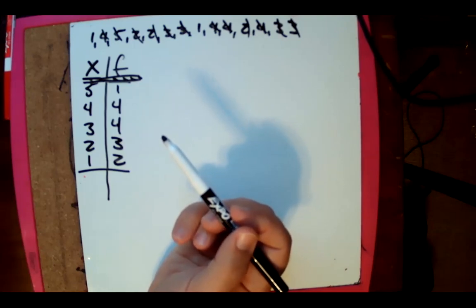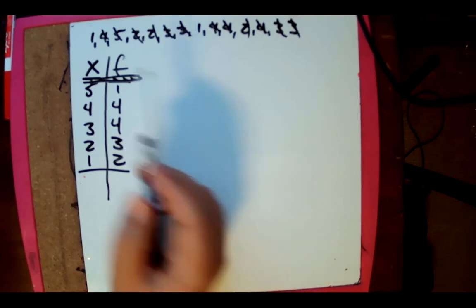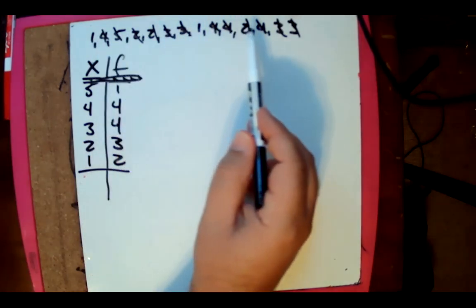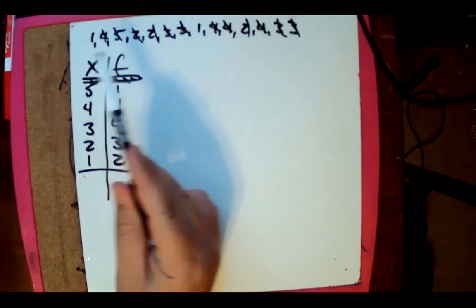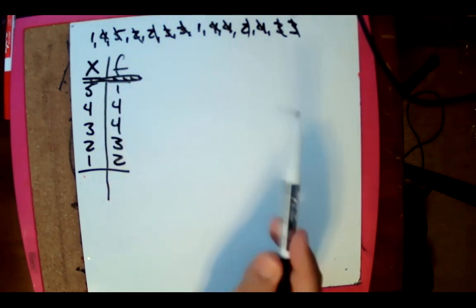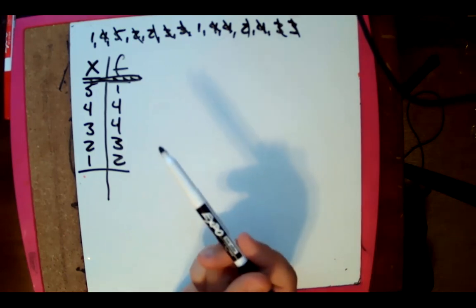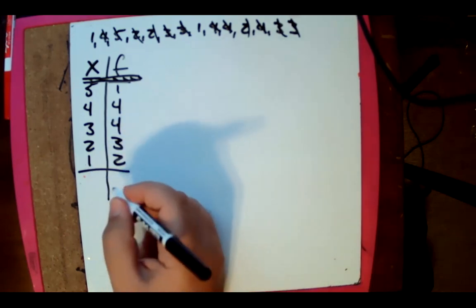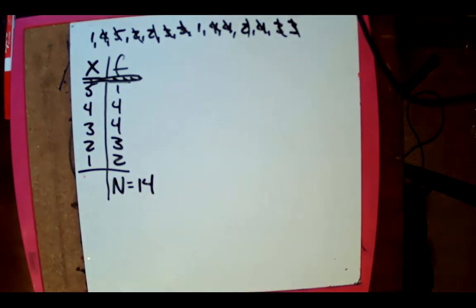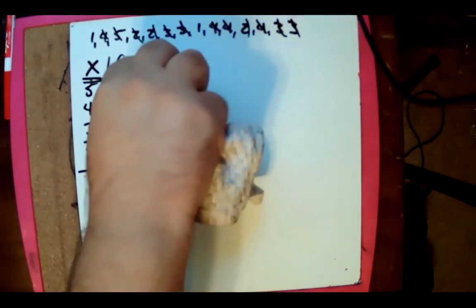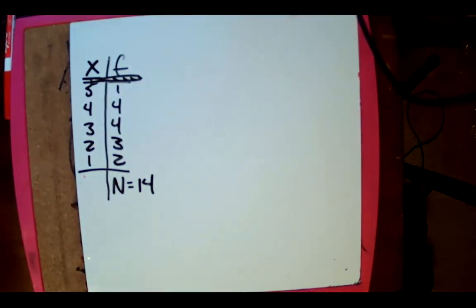Not a whole lot you can do with this simple frequency distribution, but imagine if you had thousands of 1, 2, 3, 4, 5s. This would be much easier to look at than a raw score of thousands and thousands of these digits. So the only other thing we can pull out here is n. So we can say our n is 14, 14 total scores. And you get that by adding up the frequency column, right? Total scores are the frequency column added up.